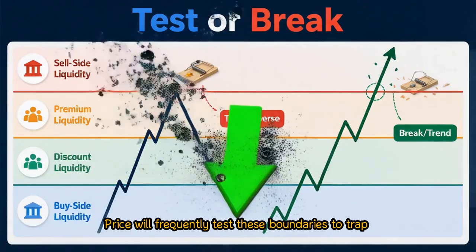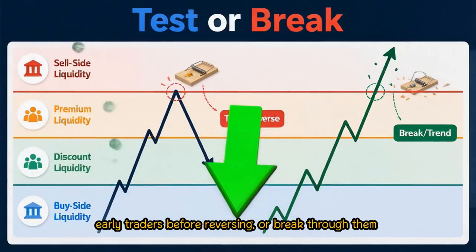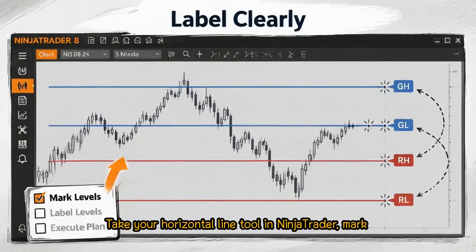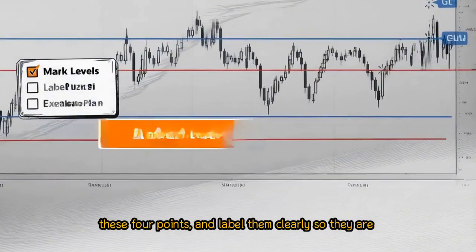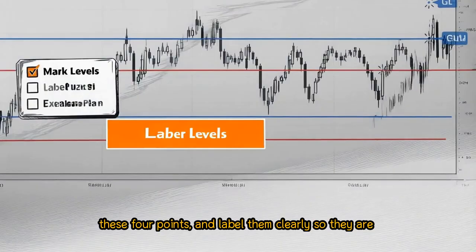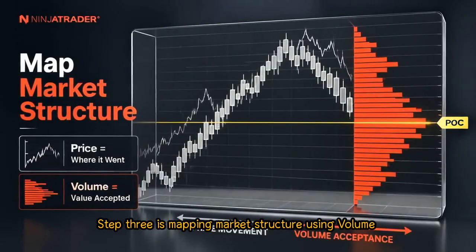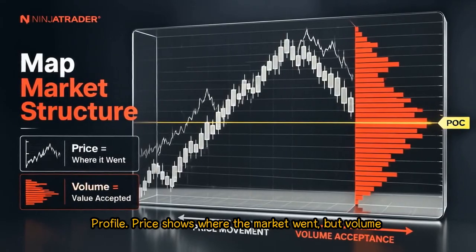Price will frequently test these boundaries to trap early traders before reversing, or break through them to ignite a new trend. Take your horizontal line tool in NinjaTrader. Mark these 4 points, and label them clearly so they are visible on your execution chart. Step 3 is mapping market structure using volume profile.